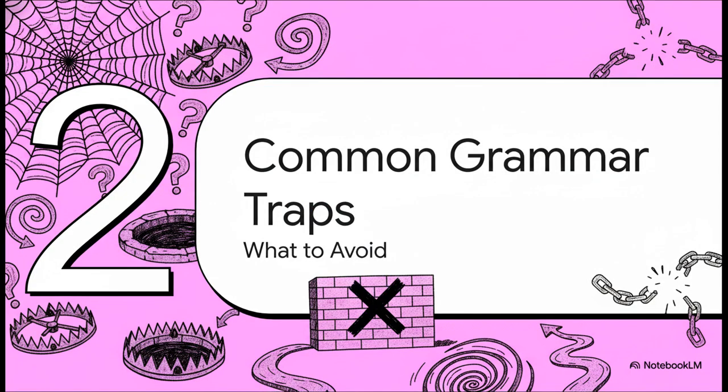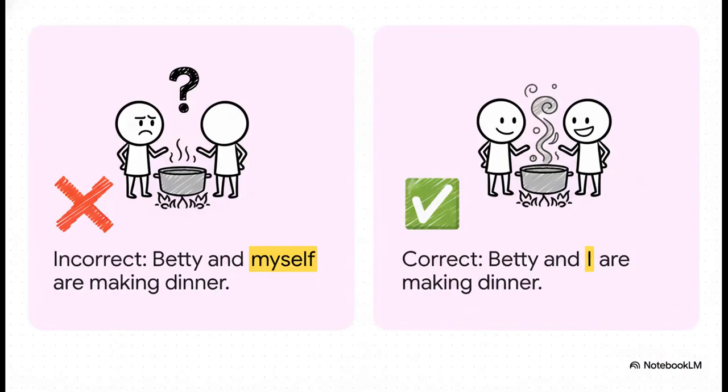Okay, so we've covered the right way to use them. Now, let's talk about the traps, those common mistakes we all hear and maybe even make. This is where most people get tripped up, so let's clear these up once and for all. And here it is, trap number 1. This one is a biggie. People so often say something like, Betty and myself are making dinner, because they think it sounds more formal or maybe more polite, but it's just incorrect. Myself can't be the subject of a sentence. The fix is so simple. Just use I. Betty and I are making dinner.